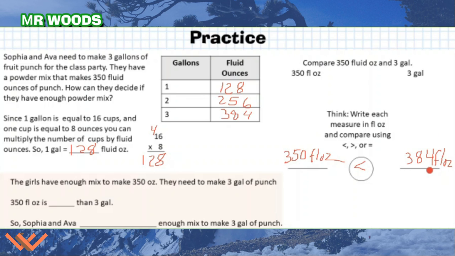384 fluid ounces. The girls have enough mix to make 350 ounces, so they need to make 3 gallons of punch, but 3 gallons is more, so 350 ounces is less than, and they don't, let's just say don't, have enough mix to make 3 gallons of punch. But they can make 2 gallons of it. There you go. That's the plus side.